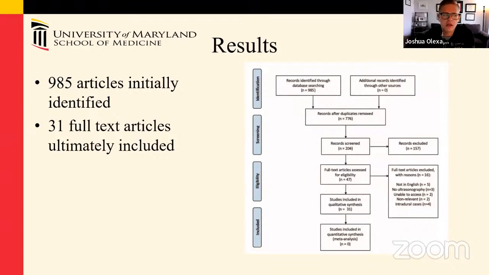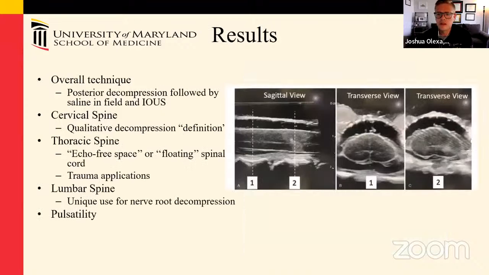So initially, they found almost 1,000 papers that had these search terms, intraoperative ultrasound and spinal cord compression. But after filtering out several records for either duplicate or other exclusion reasons, they limited it down to about 31 papers. You can move on.